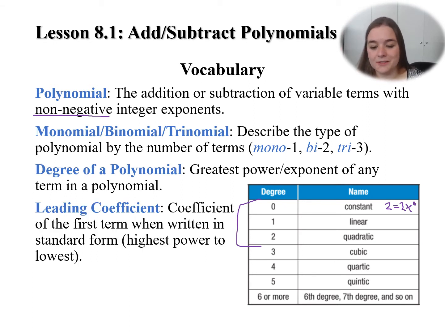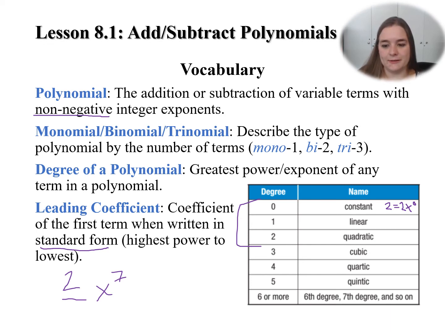The last vocab term for this section is a leading coefficient. A leading coefficient is the coefficient of the first term when written in standard form. That idea of standard form is where I order my terms in my polynomial from the highest power to the lowest, and the leading coefficient is whatever number is attached in front of that highest power, let's say x to the 7th.